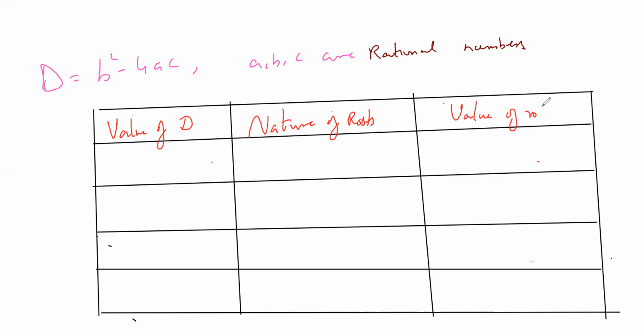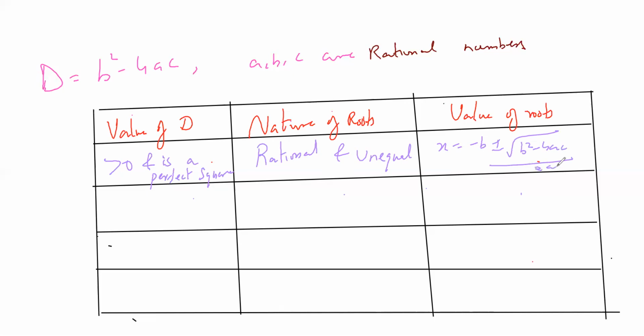the value of roots greater than 0 and is a perfect square. Perfect square. Rational and unequal. There was real and unequal. Here it is rational and unequal. That's the only thing. X is equal to minus b plus or minus root of b square minus 4ac by 2a. Don't miss the 2a down, okay? This is a 2a is written here.